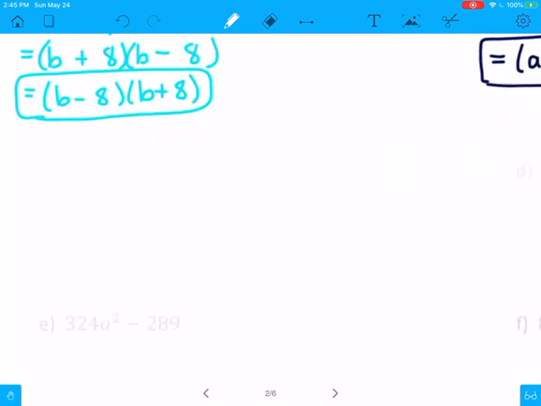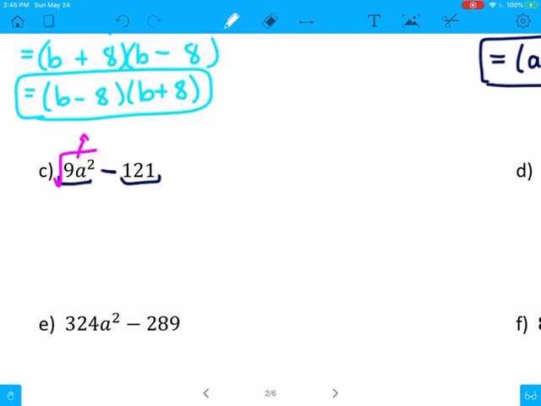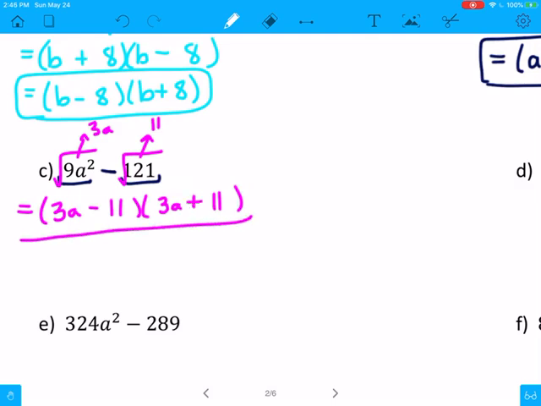All right. We have 9a squared minus 121. So I have two terms, minus sign. And then I have to check. Square root of 9a squared, 3a. Square root of 121 is 11. No decimals, so we're good. So it's going to equal 3a in the front of both brackets, 11 in the back of both brackets, and a minus plus sign or a plus minus sign. That's a difference of squares.